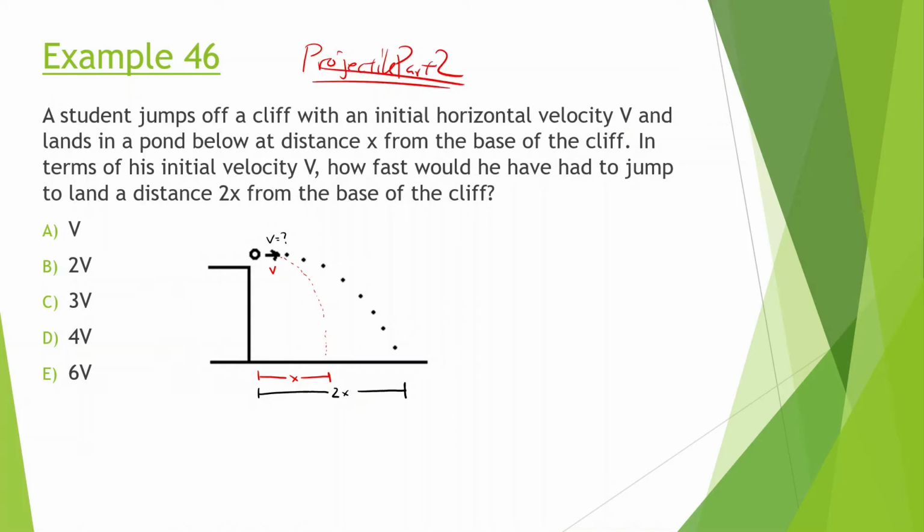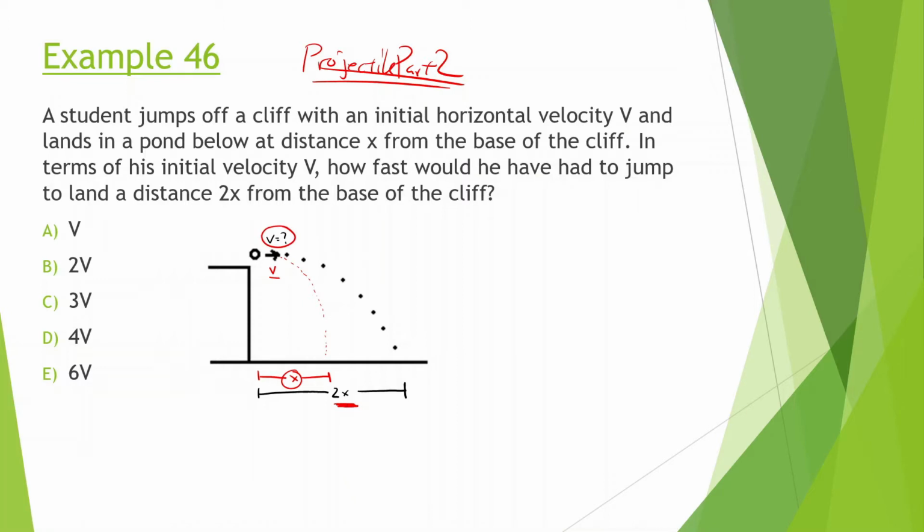A student jumps off a cliff with the initial horizontal velocity v, and lands in a pond below at a distance x. In terms of his initial velocity, how fast would he have to jump to land a distance 2x from the base of the cliff? So he first goes at velocity v and lands at displacement x. So what we want to do now is get twice as far, and we want to know how much v has to change by in order to go twice as far.